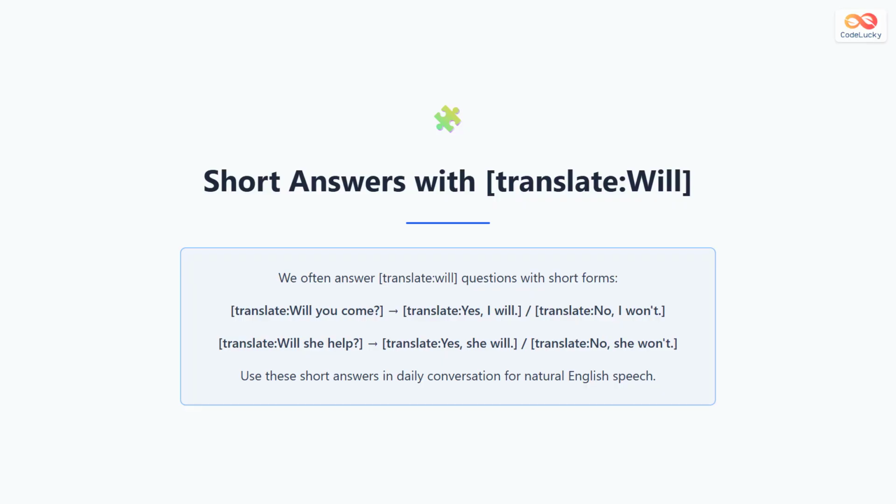When someone asks a question using will, you can answer briefly using short forms. For example, will you come? Yes, I will, or no, I will not. The contraction won't means will not. Will she help? Yes, she will, or no, she won't. Using short answers sounds natural and polite in everyday conversation.